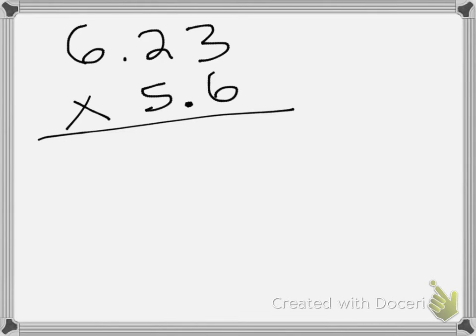So that's about 6 times, if you round the 5 down, 6 times 5 is 30, or if you rounded it up, 6 times 6 is 36. So it's going to be somewhere in between there. So that's going to help with our decimal placement.